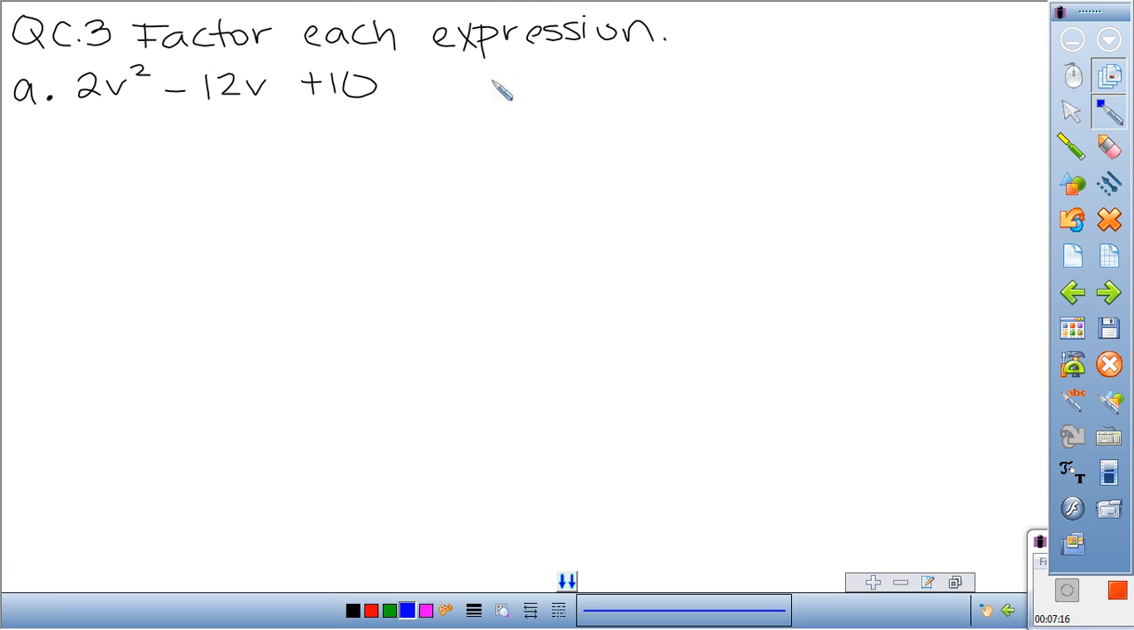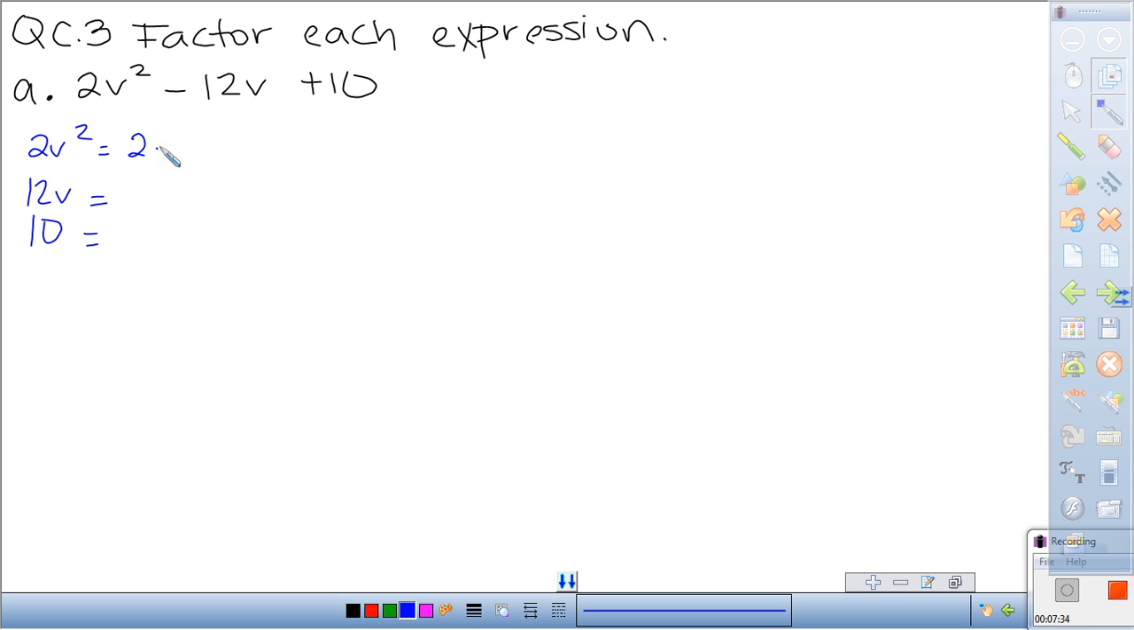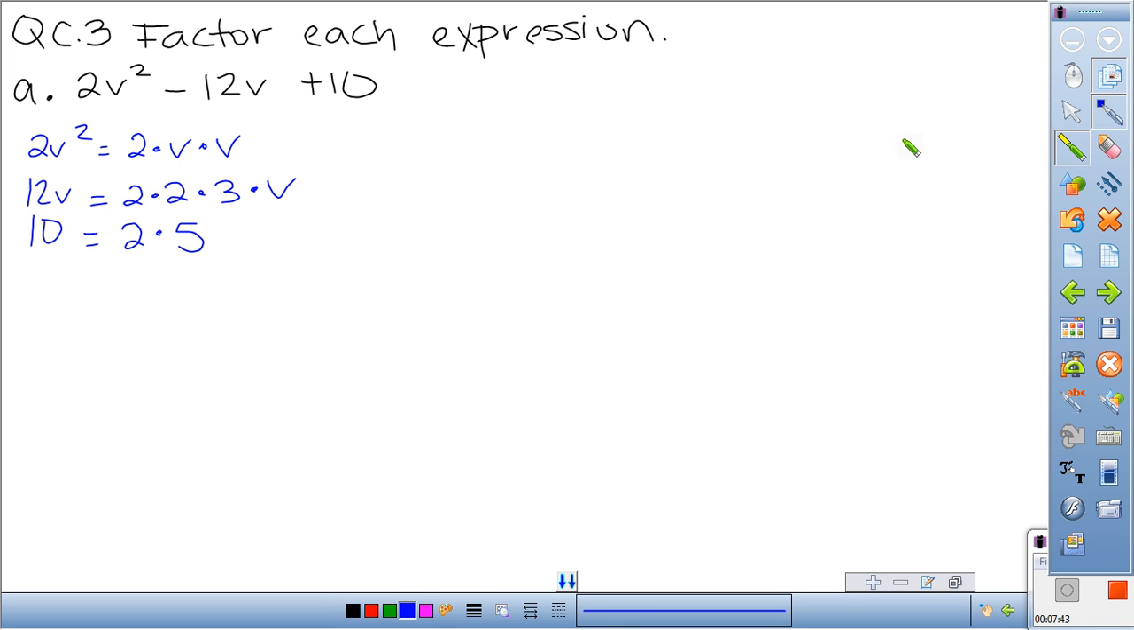Quick check 3a, so we're factoring again. I noticed just by looking at it that they're all even numbers, so I know I can pull out a 2. So let's see, the GCF, you can write them down if you want, 2v squared, 12v, and 10. But some of you won't have to write it down. You'll know immediately the GCF is 2. This is 2 times v times v. 12 is 2 times 2, which is 4 times 3 times v. 10 is 2 times 5. So we see the only thing they have in common is a 2. Therefore, their GCF is 2.